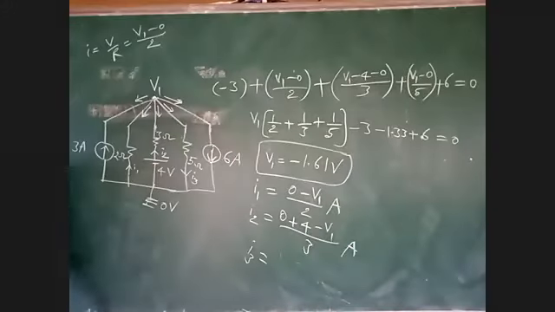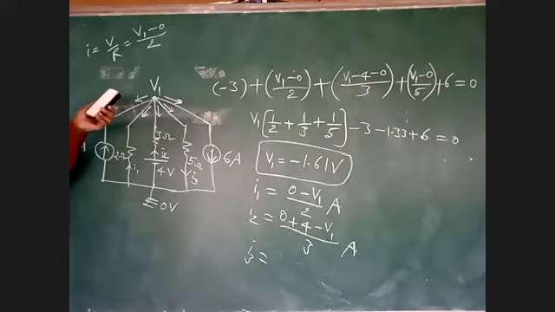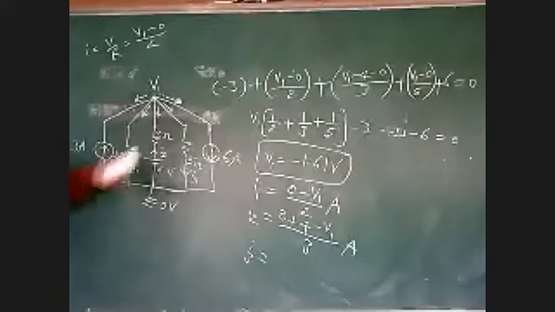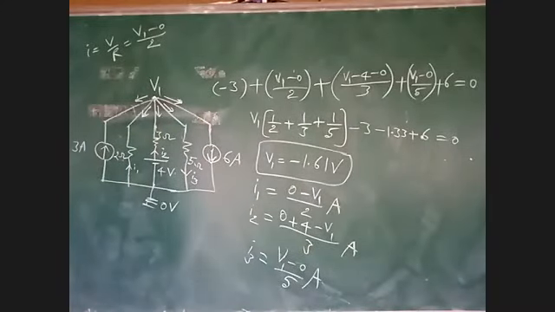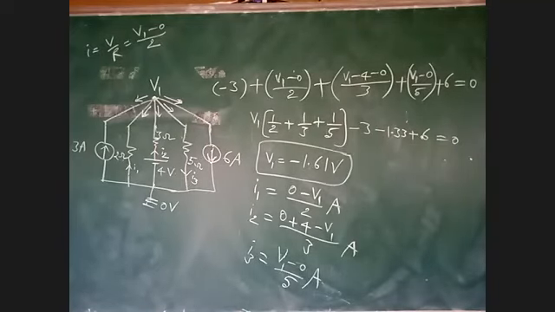I3. V1 minus 0 by 5. So if you know V1, you can calculate I1, I2 and I3. In this way, you will determine the node voltage and branch currents. Right?